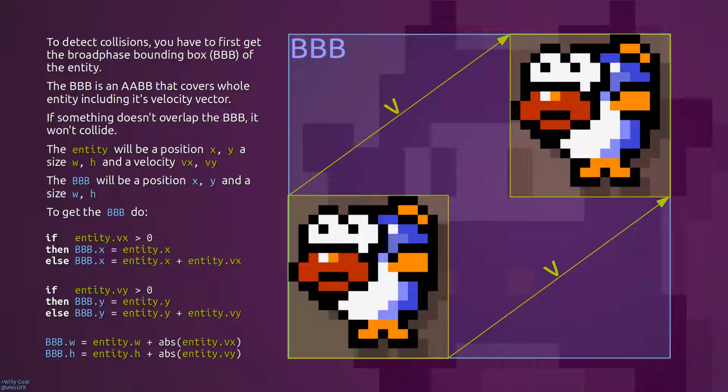To get the broad phase bounding box, you first have to check if the entity is moving left or right. If it's moving to the left, you set the broad phase bounding box's position to the entity's position plus its velocity. If it's moving to the right, you just set its position to the entity's position. The same thing applies for the y-axis.